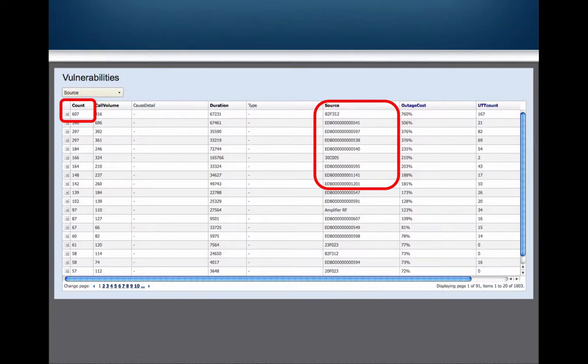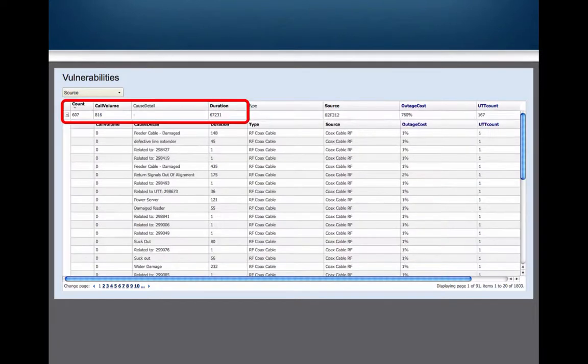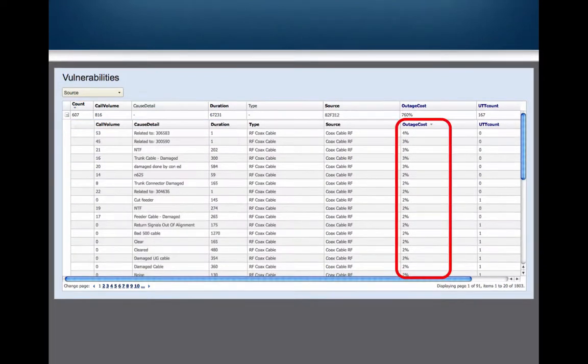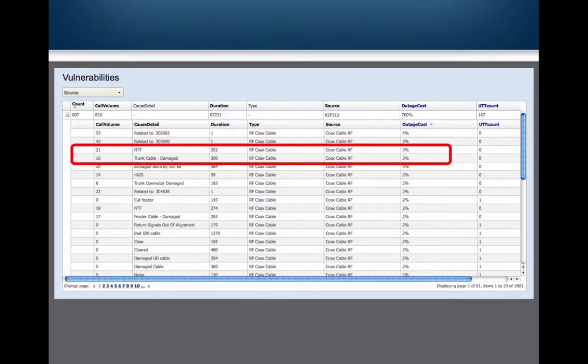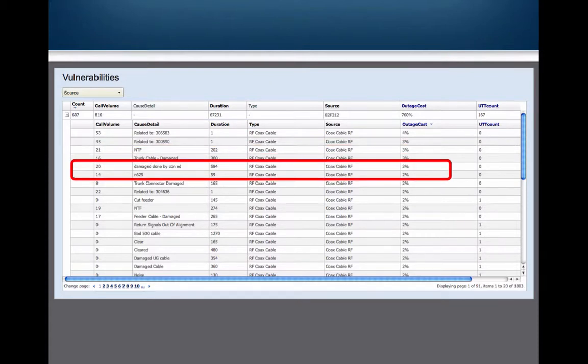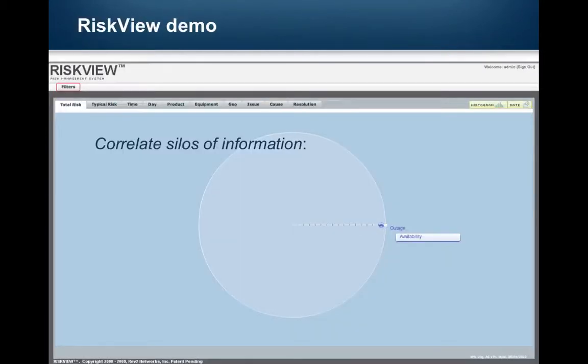By drilling down on the count, we can obtain more granularity on the source of the problems. This shows the breakdown of each call and the call's duration. When we rank these by outage cost, we can identify the cause detail for the calls that represent the greatest financial risk. While the reputational risk was causing the most pain to customers, this risk is costing the most money, the most material financial risk.